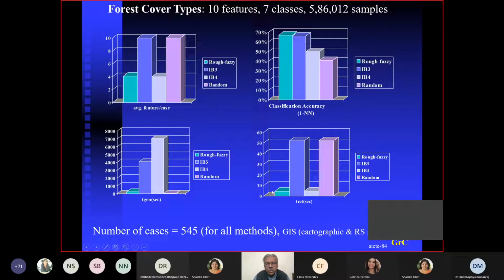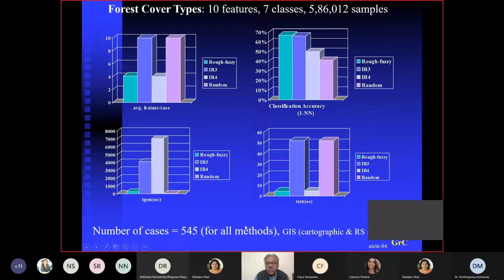Here also it is almost the same. However, with the help of this, you can see the classification accuracy, so this shows the superiority of the proposed method. And here the number of cases is 545. That means out of 7 classes, we have 545 samples. In our rough fuzzy method, the granules also total 545, so that the comparison becomes fair for all methods.